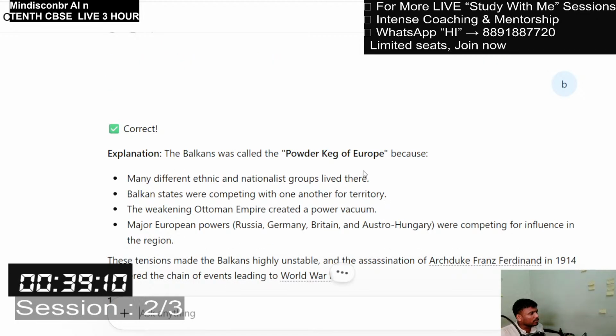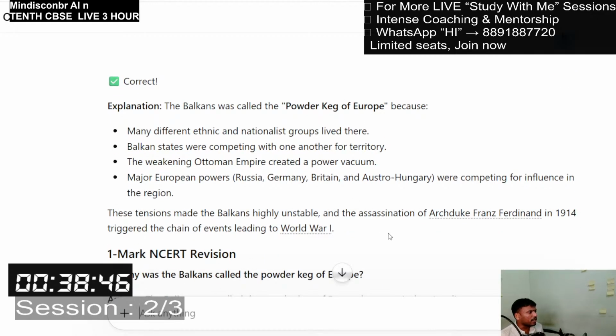The Balkans was called the powder keg of Europe because many different ethnic and nationalist groups lived there. Balkan states were competing with one another for territory. The weakening Ottoman Empire created a power vacuum. Major European powers, that is Russia, Germany, Britain, and Austro-Hungary, were competing for influence in this region. These tensions made the Balkans highly unstable, and the assassination of Archduke Franz Ferdinand in 1914 triggered the chain of events leading to World War I.